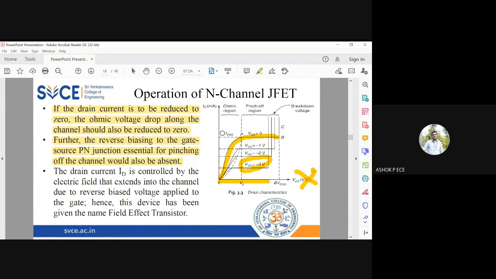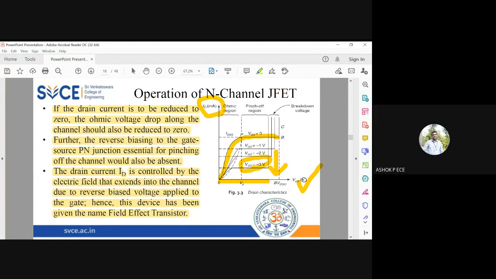If I want to increase the drain current, I have to increase VDS. Correct? If I want to make the drain current zero, I have to decrease VGS. So the drain current depends on voltage, whatever the condition. So I can call this device a field effect transistor. This voltage is in turn produced by the electric field. Whenever you apply a reverse bias voltage, an electric field is set up, right? The electric field controls the drain current in my device. So that electric field controlled device is called a field effect transistor.